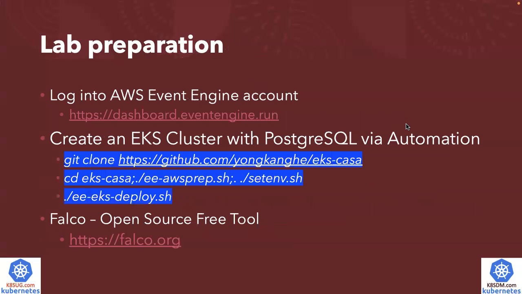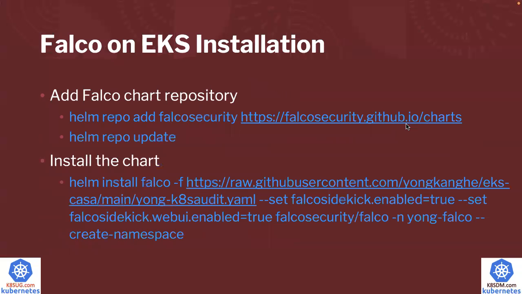So here is a lab. I have the step-by-step in the EKS documentation page. First of all, we already logged in and already created the EKS cluster. These steps are already done. Next step: how to install Falco on EKS. It's pretty simple, actually. You just add the Falco Helm chart repository, then you do a Helm repo update, and then you run the command Helm install.